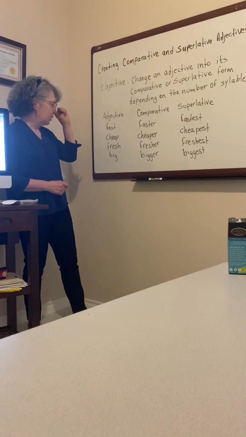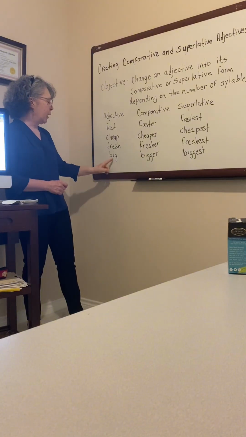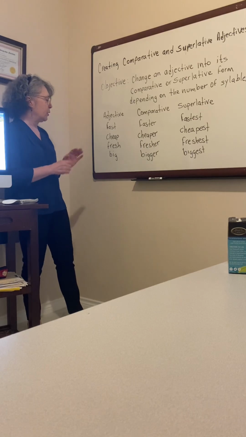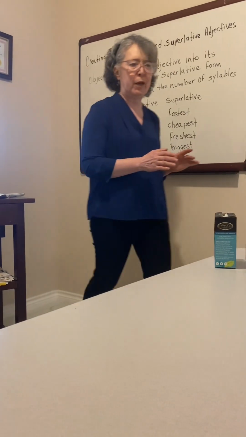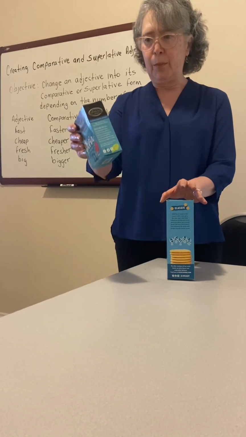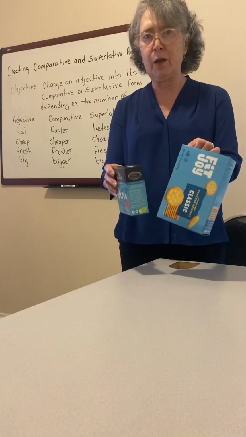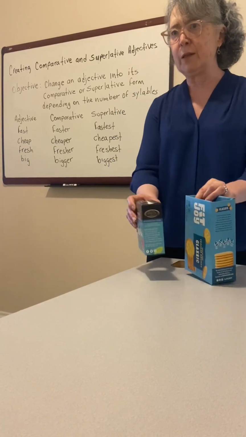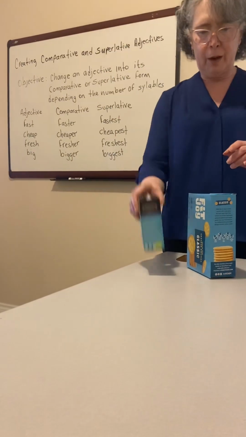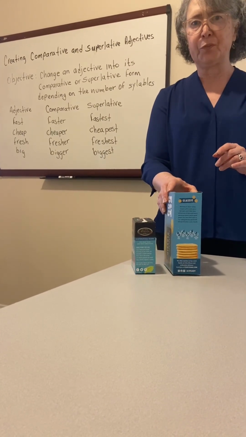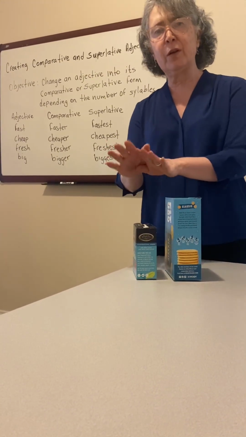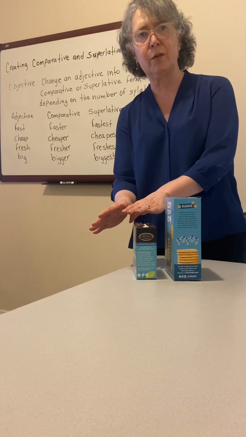Okay, so again, double the consonant when we have a vowel between two consonants. We're going to see an example here. We're going to compare these two boxes. This is a box of sugar and this is a box of crackers. Of the two boxes, which one is bigger? The sugar box or the cracker box? The cracker box. So yes, the cracker box is bigger than the sugar box, right?